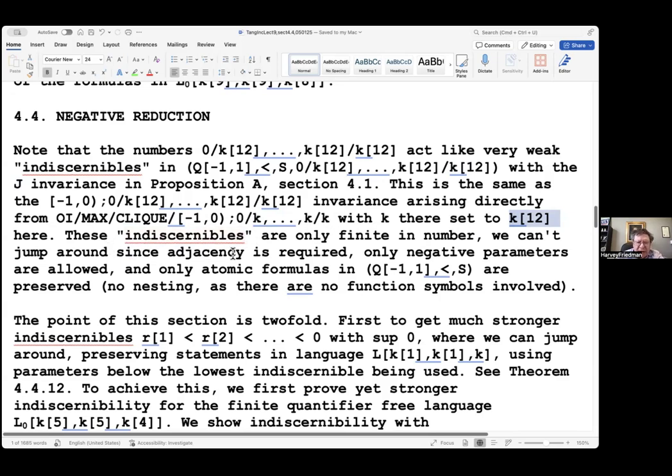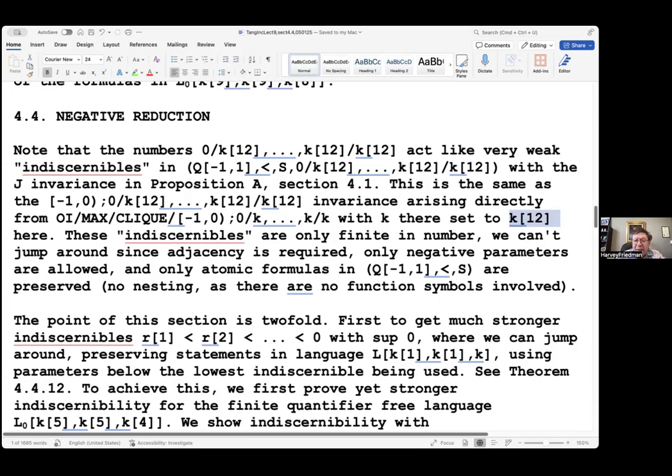All right, so these indiscernibles are very weak. They're only finite in number, K12 plus 1, I guess, and we can't jump around since adjacency is required. So normally in indiscernibles, you can jump around. Only negative parameters are allowed, and only atomic formulas are preserved. There's no nesting, and there are no function symbols involved. There are no constants or functions in the language. So that's what we get just from the statement.